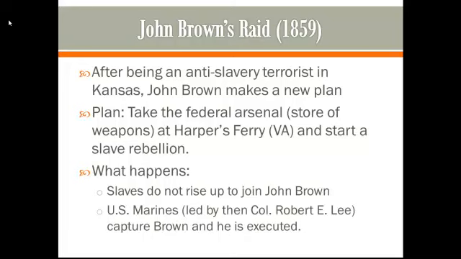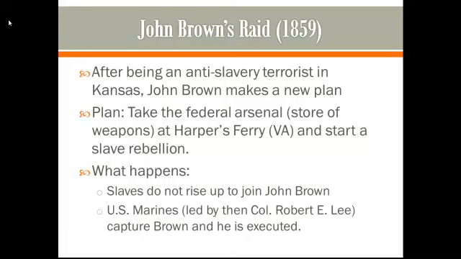But he doesn't think that's enough. So he makes a new plan. John Brown is going to end slavery once and for all. He has this kind of true believerism, that he believes he is chosen by God to end slavery. So his plan is to take the federal arsenal, which is a store of weapons. That's what an arsenal is, a big collection of weapons, at a place called Harper's Ferry, Virginia.